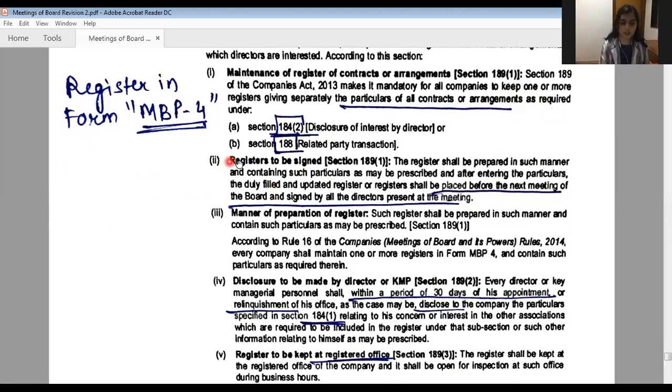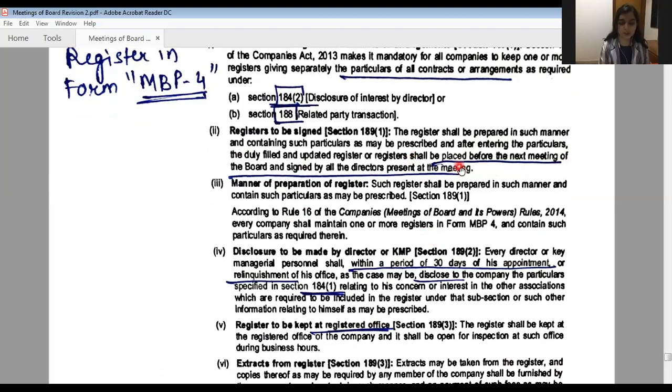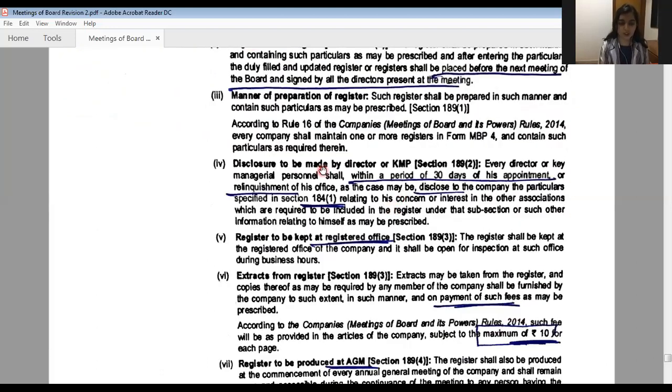MBP-4. Then the register is to be signed and placed before the next meeting of the board so that it can be signed by all the directors present at the meeting. Then disclosures are to be made by the director or KMP within a period of 30 days of his appointment or relinquishment of the office, in relation to section 184 subsection 1.